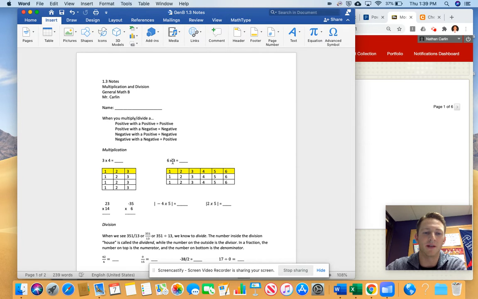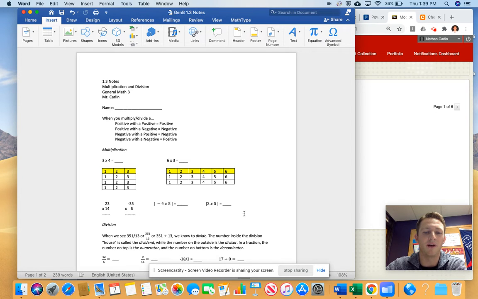Same idea here with 6 times 3. You have a row of 6 boxes. There's 3 rows. How many boxes do you have? 18. And then down here, we have a negative times a positive, so our answer will be a negative.